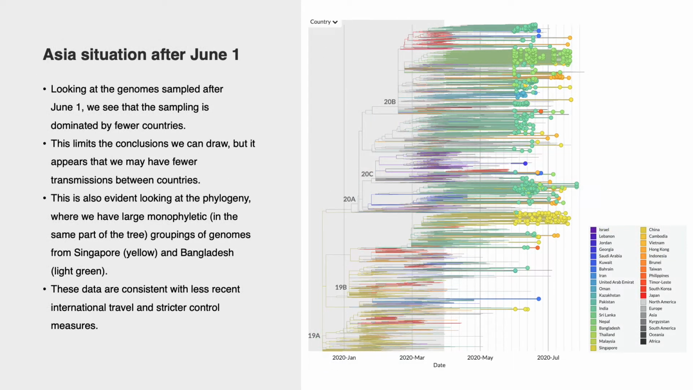Looking at the genomes sampled from June 1st, we see that the sampling is dominated by fewer countries. This limits the conclusions we can draw, but it appears that we may have fewer transmissions between countries. This is also evident looking at the phylogeny, where we have large monophyletic groupings of genomes from Singapore, which is seen in yellow, and Bangladesh, which is light green. These data are consistent with less recent international travel and stricter control measures.